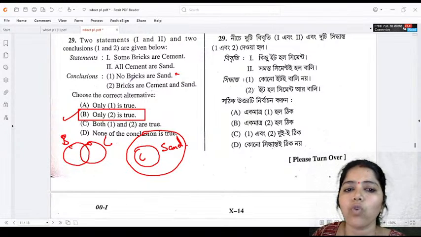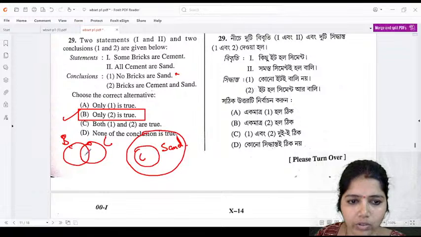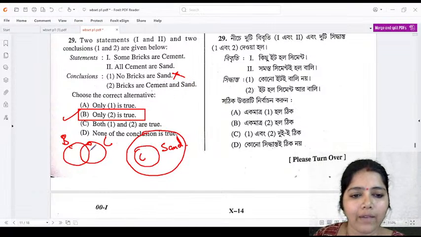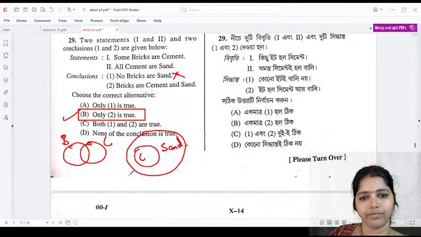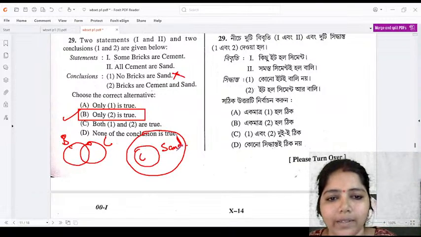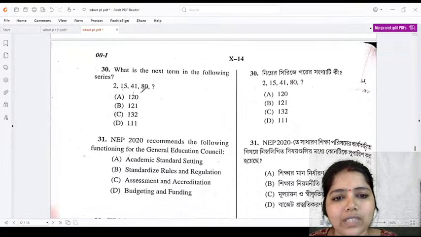Yes, we can't say that no bricks are sand, as there is also some cement in sand. Here also some bricks are here. So this will not be a possibility. And we can say bricks are cement and sand. Yes, bricks can be cement and also be sand. Yes. Next question.